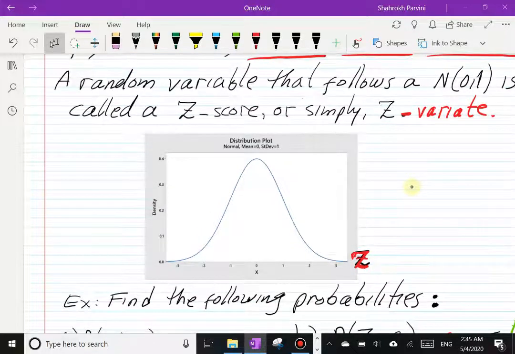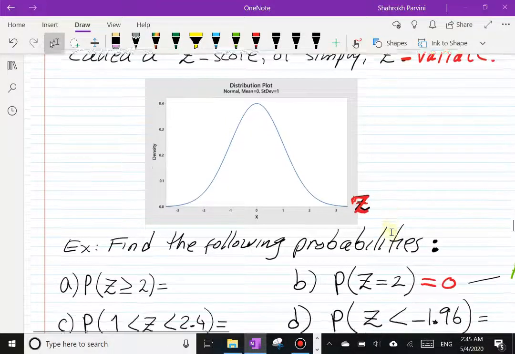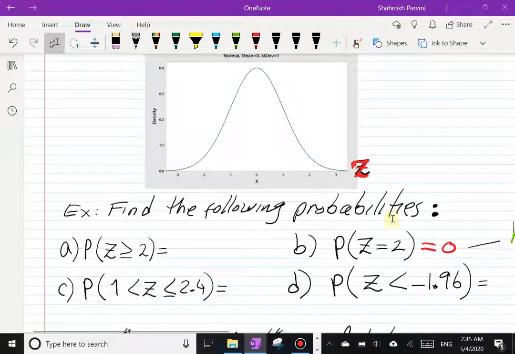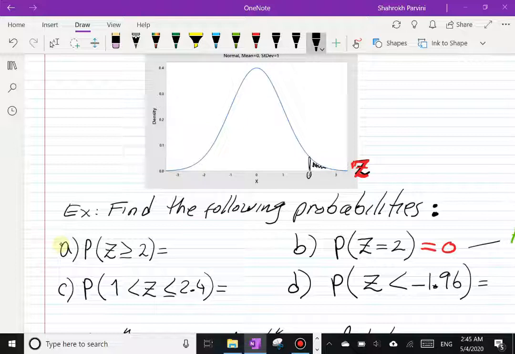Now, let's actually try these. We're going to go to Minitab and try to do this in Minitab now. Okay. So what I would like to do is find these probabilities. And this is actually what the z is. So in part A, since the distribution is here, I can do this. Probability of z greater than or equal to 2 means this. This is where 2 is, right? And this shaded region, this area to the right, that's what I want to know. What is the probability of getting a z-score greater than or equal to 2?